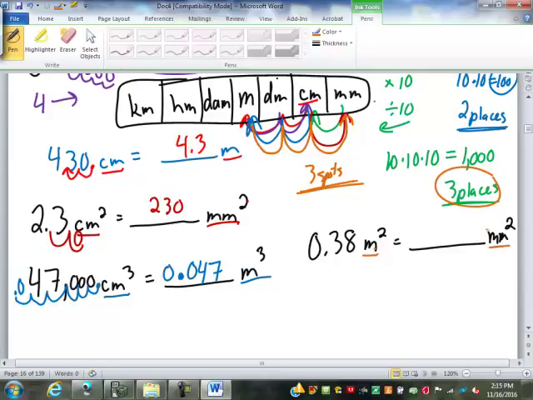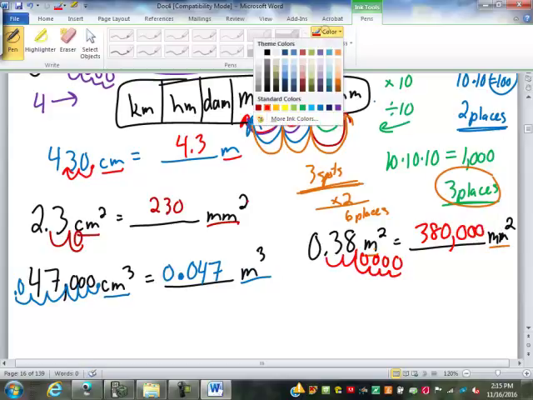Well, if this were just regular meters and regular millimeters, we would just go with the 3 spots. Since it's squared, that means we double it. So 3 spots times 2 is 6 decimal places. So my decimal point has to go 6 spots to the right. 1, 2. We're out of places, so we got to start adding zeros. So 3, 4, 5, 6. That's 380,000.